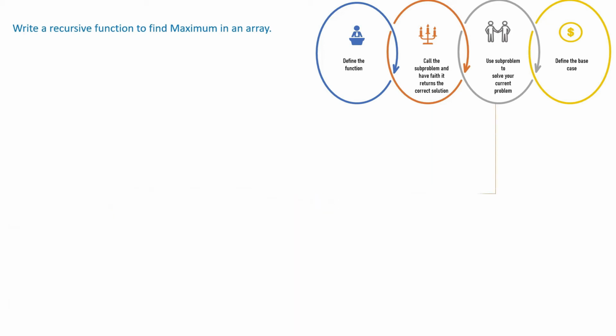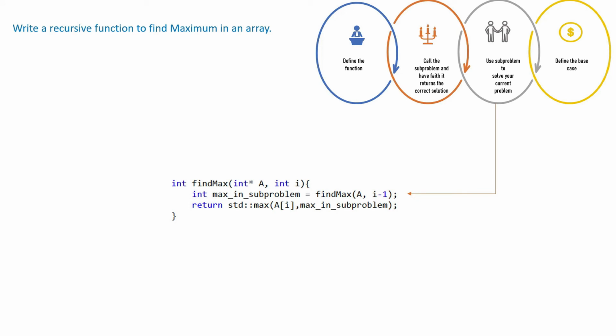In the third step, we need to use the subproblem to solve our current problem. So in this step, we are comparing the subproblem with the element at index I, and returning the result.